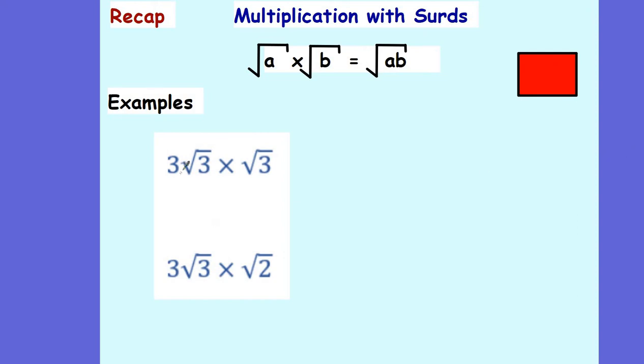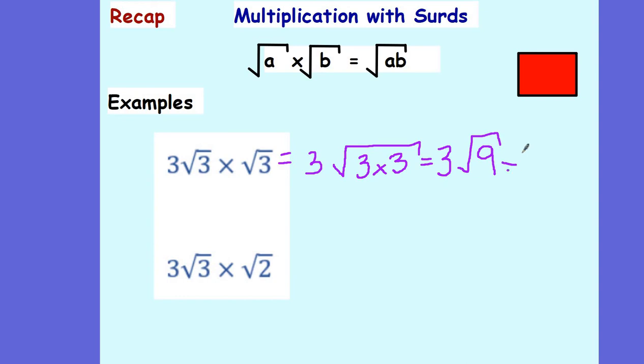For a couple of examples, for the first one, I can say 3 lots of the square root of 3 times the square root of 3 is the same as 3 lots of the square root of 3 times 3, which is 3 lots of the square root of 9, the square root of 9 being 3. That tells me that's 3 times 3, which is 9.